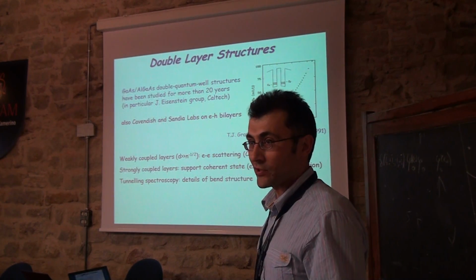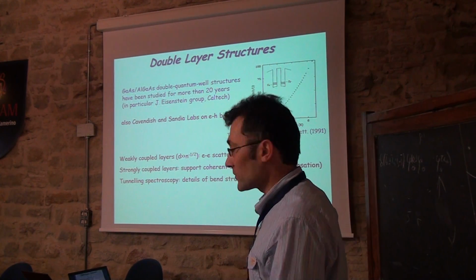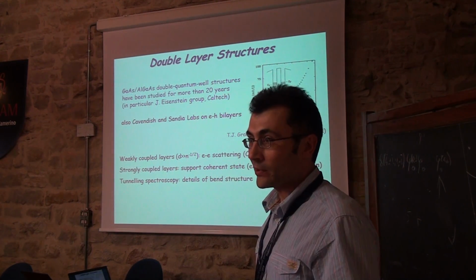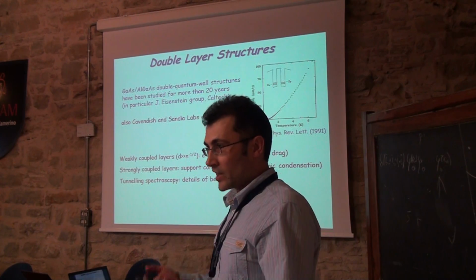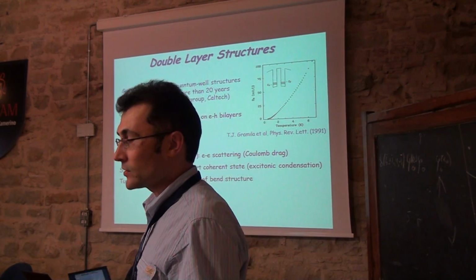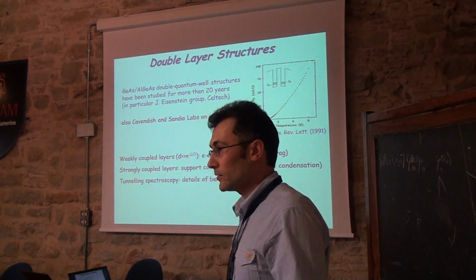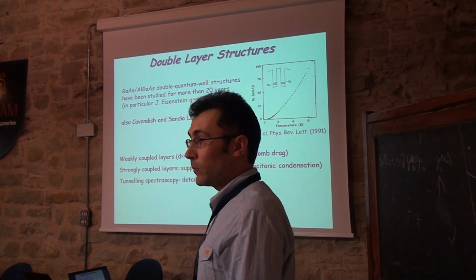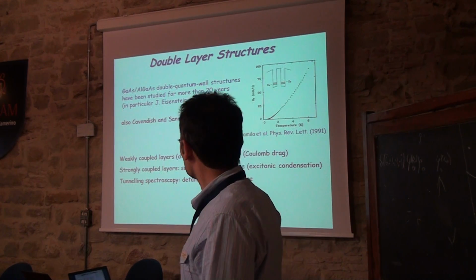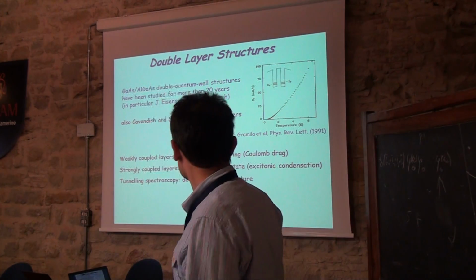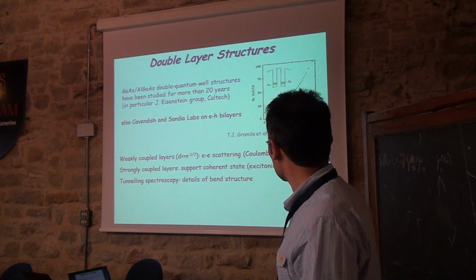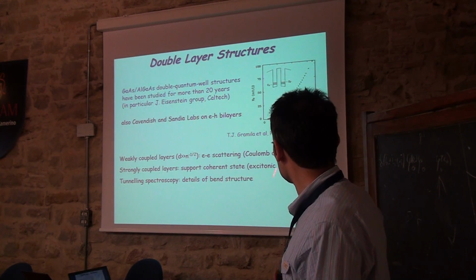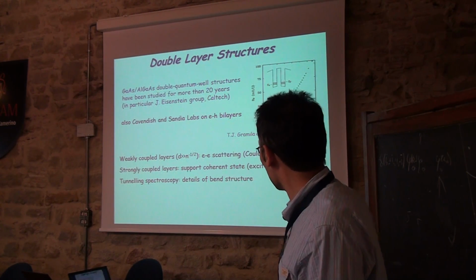I don't think I really have to tell you a lot about why people use double-layer structures and what they are looking for. The subject is rather old. It's definitely more than 20 years. This double-layer structure has been created in gallium arsenide systems, as you have learned already today, in two types of systems: either electron-hole bilayers or so-called double quantum wells. These are some of the first experimental data measured on double-layer systems as a function of drag. You have seen actually this plot already today.